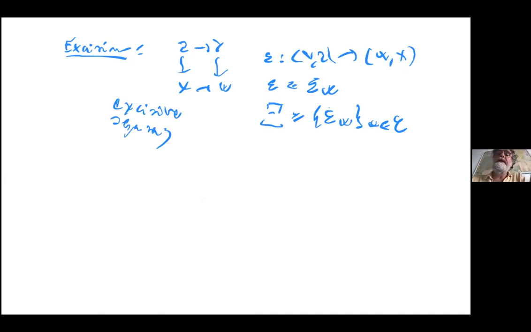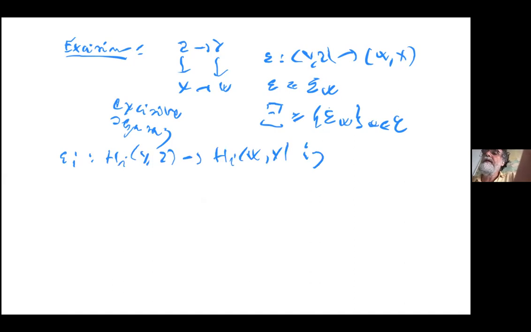And the excision axiom is that the induced map H_i(Y, Z) to H_i(W, X) is an isomorphism. Okay. The other axiom is the well-known homotopy axiom.